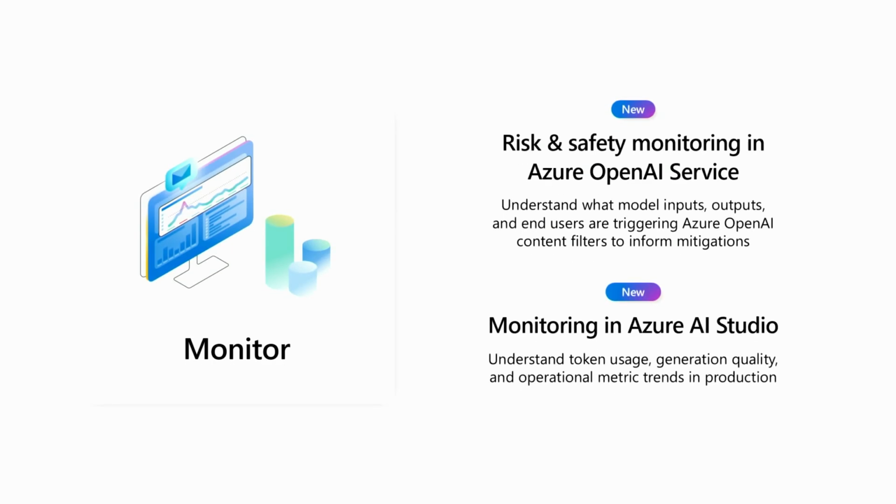The last piece is operate. Once you have your mitigations in place, you can monitor over time. You can monitor and understand what model inputs and outputs have triggered the content filters over time. That, again, will inform your mitigations. And that is available in Azure OpenAI Service and soon in Azure AI Studio as well, plus monitoring that will help you understand token usage, generation quality, operational metric trends in prod, and so on.